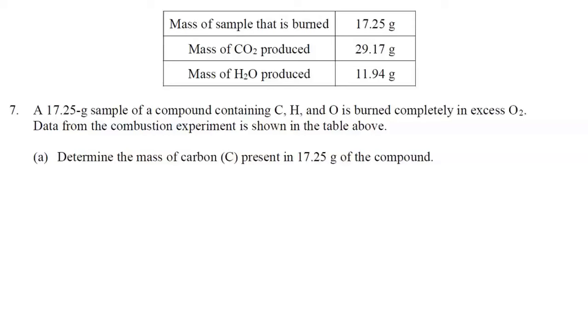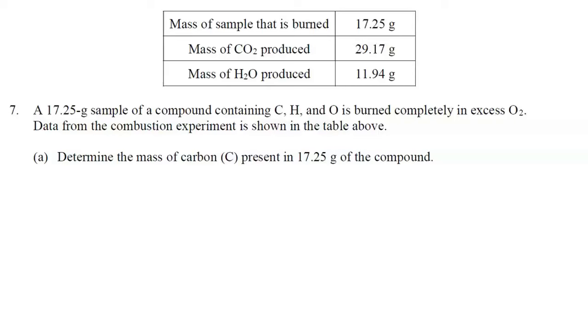Okay, this is question 7. It will also ask us to calculate an empirical formula, but it's going to be a little bit different. We are not given the percentage of each element by mass. We are given some combustion data. So we know the mass of the sample that was burned, and we know how much CO2 and H2O is produced in terms of grams.